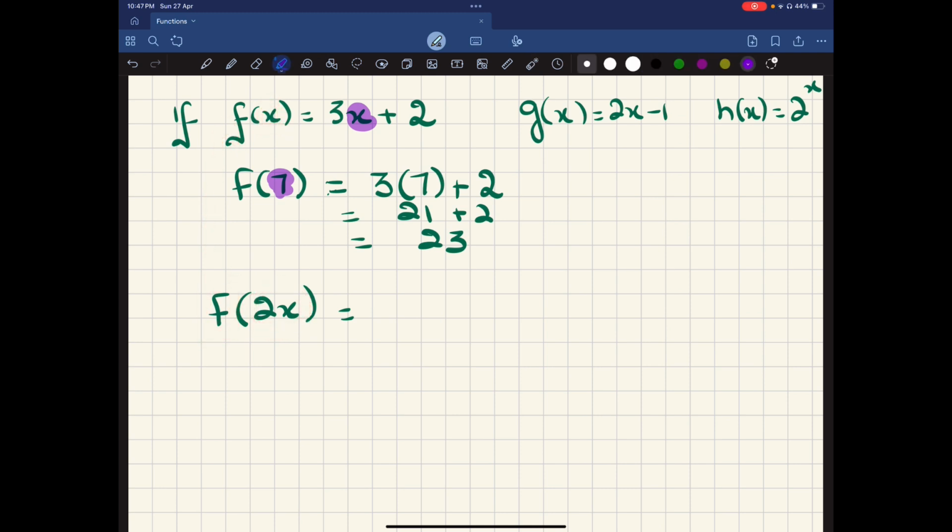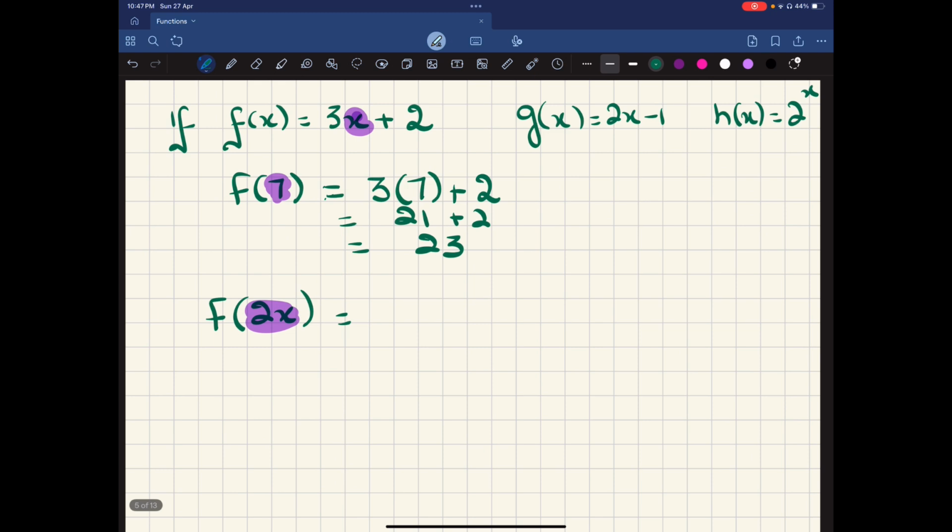Okay, so just highlight x here and this. So wherever there's an x in the function, we are going to substitute 2x in its place. So 2x plus 2, you have 6x plus 2. This is your answer. Okay.